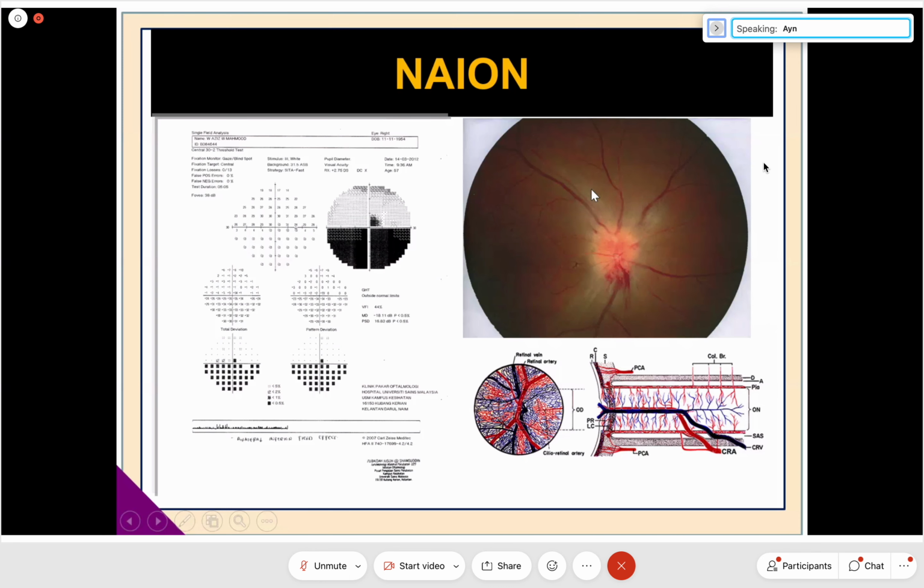Like the professor mentioned earlier, NAION can cause this type of altitudinal visual field defect, or what we call a broad arcuate visual field defect. It depends on which segment, either superior or inferior short posterior ciliary artery, is involved. So if, let's say, the superior short posterior ciliary artery is involved, the visual field affected will be an inferior altitudinal defect.